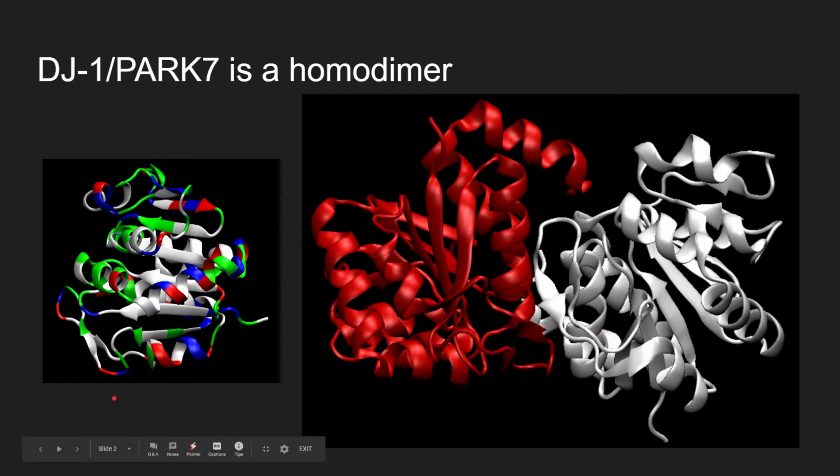Here's what it looks like. So the crystal structure that I found is of one subunit, but in the wild, DJ1 exists as a homodimer. On the left here, I've colored the protein by residue type. So on the inside, you can see the white hydrophobic residues forming a beta sheet, and this is all surrounded by alpha helices, and some of these are basic or acidic. The homodimer has a 180-degree rotation, so if you look at this alpha helix over here, that's that same one down over there.